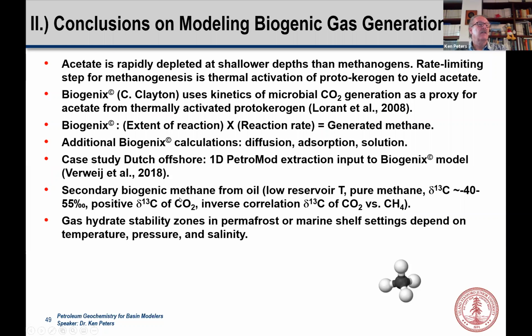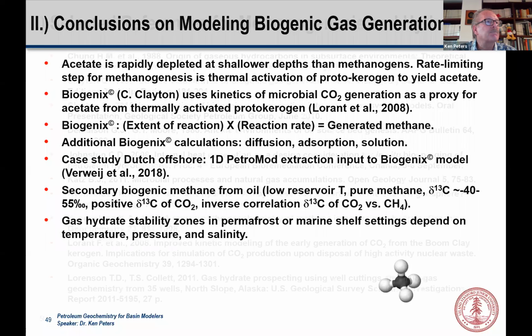Secondary biogenic gas is a major source of methane. It occurs at low reservoir temperatures, results in pure methane with isotopes sort of in the range of -40 to -55. And there's a nice correlation between the isotope compositions of the CO2 and the methane, and the CO2 is isotopically enriched in carbon-13. Gas hydrate stability zones in permafrost or marine shelf settings depend on temperature, pressure, and salinity, and those are all, I think, pretty well handled by most basin modeling software.